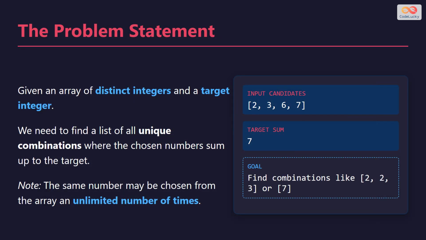Let's define the challenge. You are given a list of distinct integers and a target sum. Your goal is to return a list of all unique combinations of these numbers, where the chosen numbers sum to the target. The crucial rule here is that you can use the same number from the list an unlimited number of times.